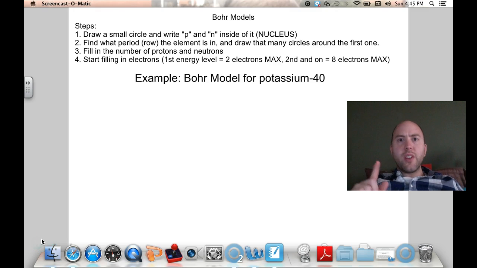Okay, so let's do one of the easiest things we'll ever do this year. This is easier than sig figs, it's easier than anything in my opinion. Let's make some Bohr models. To do this, there are 4 very easy steps to follow.